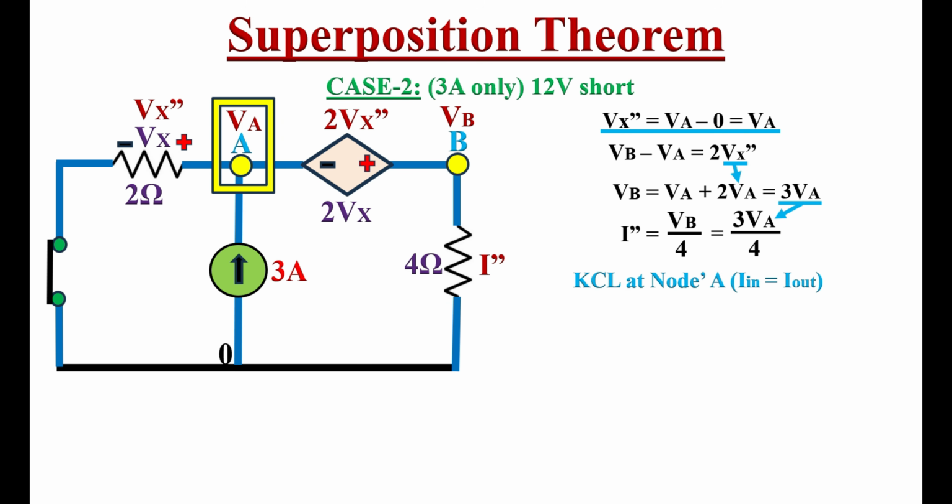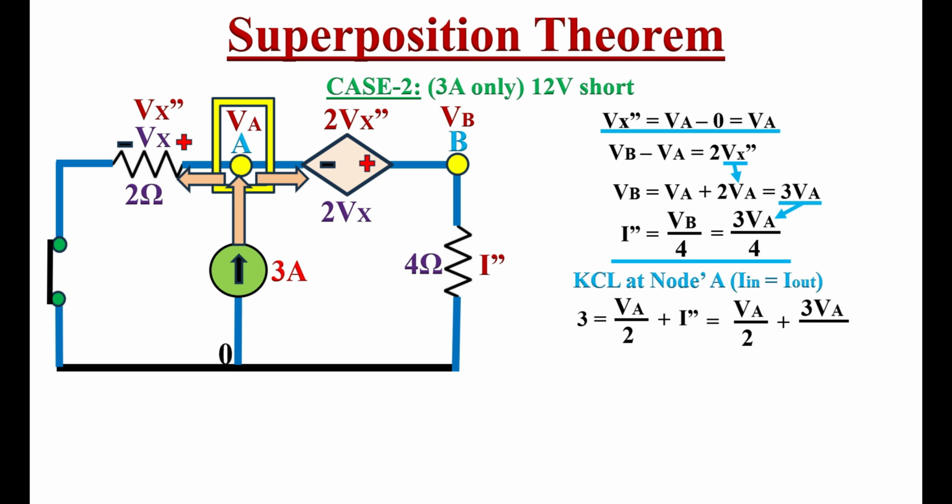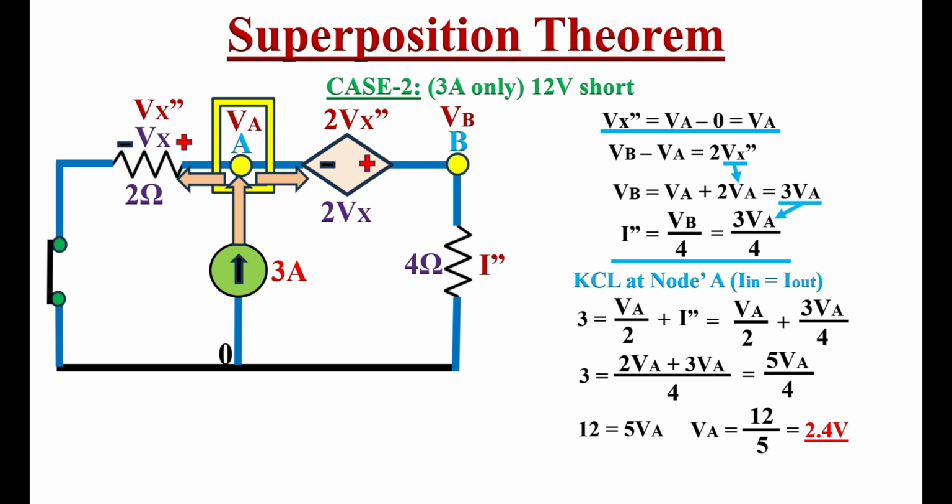Now let's apply Kirchhoff's current law at this node A. That is, entering current is equal to the sum of the leaving currents. Here 3 ampere is the entering current, which equals the current flowing through the 2 ohm resistor, that is Va by 2, plus the current flowing through this 4 ohm resistor, that is I double dash. We can substitute the I double dash value as 3Va by 4. So this equation becomes Va by 2 plus 3Va by 4. If we simplify this, total current 3 equals 5Va by 4. If we further simplify this equation, we get the Va value as 2.4 volts.